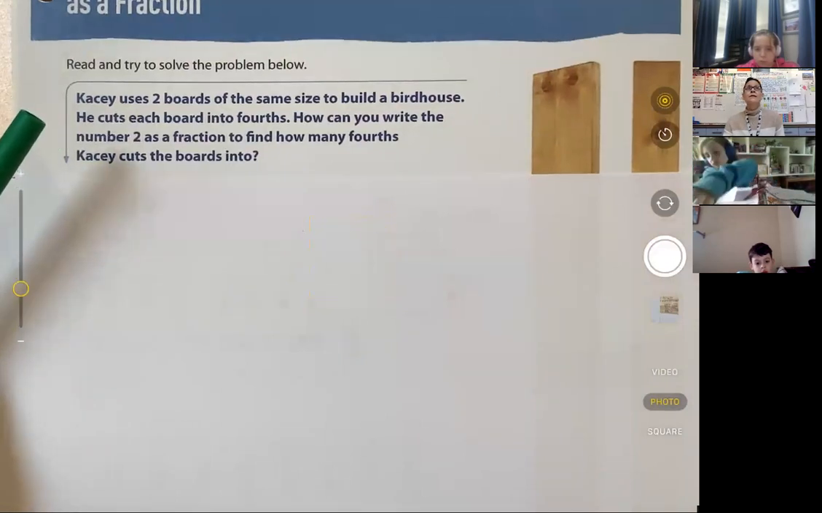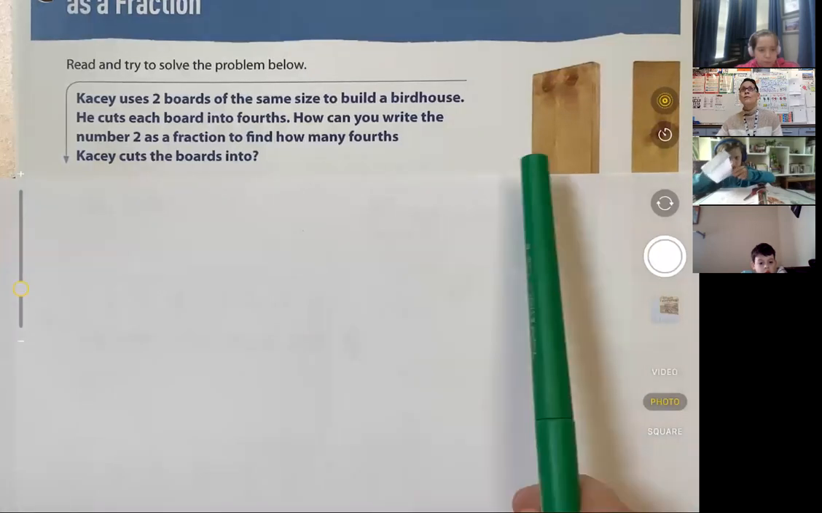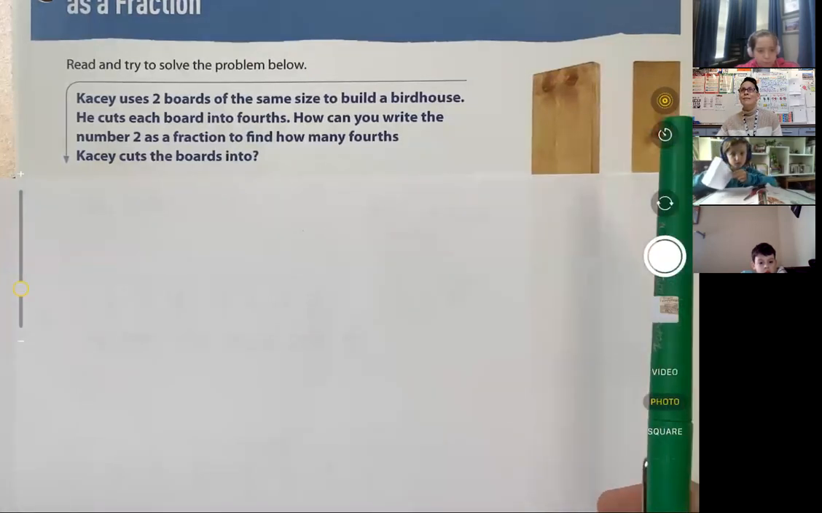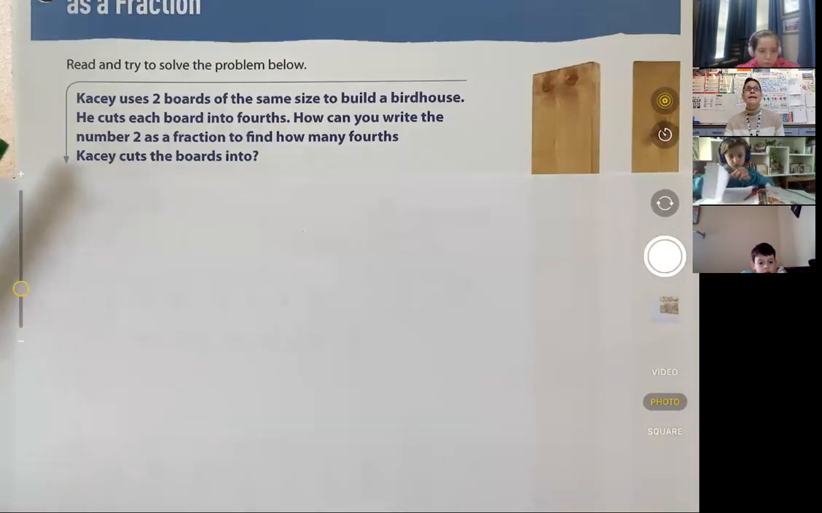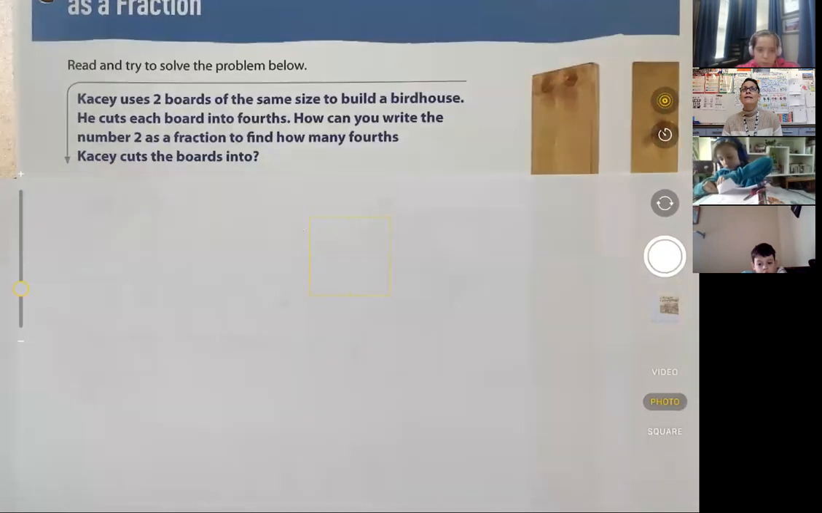Casey uses two boards of the same size to build a birdhouse. He cuts each board into fourths. How can you write the number 2 as a fraction to find how many fourths Casey cuts the boards into?